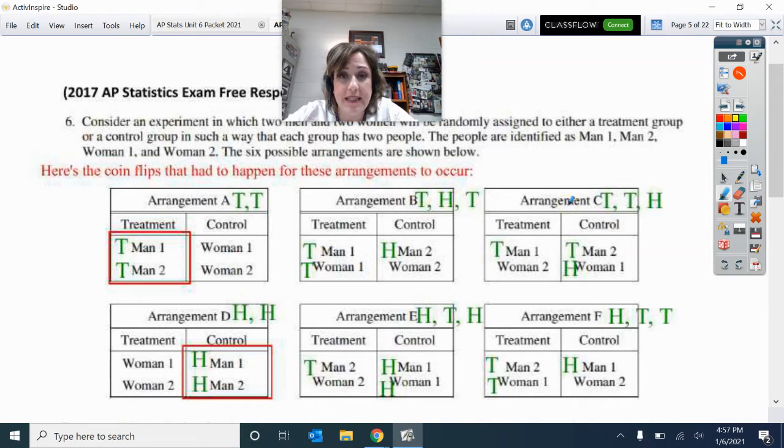All right, next. Man 1 flipped it and ended up in the treatment. Man 2 flipped it. Let's see. Hold on a second.